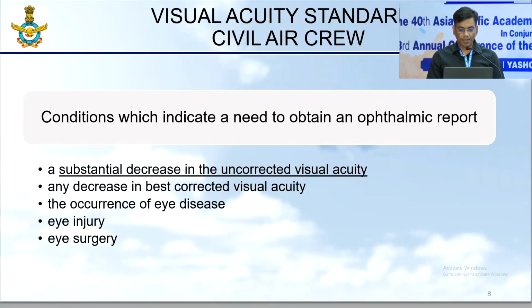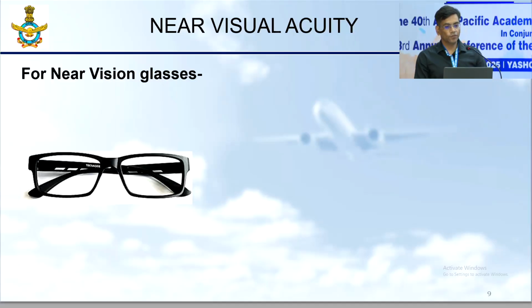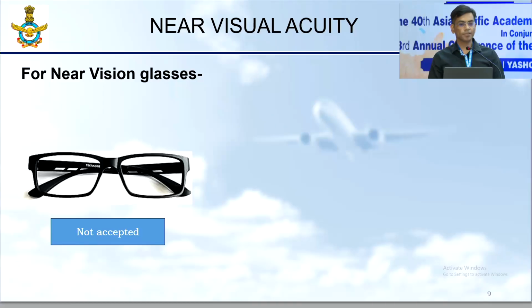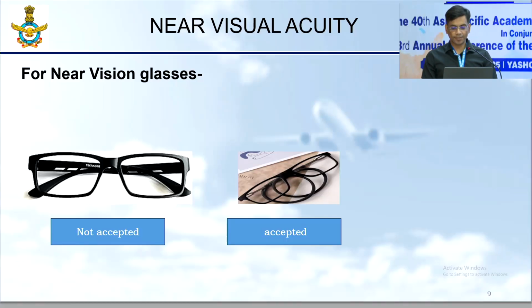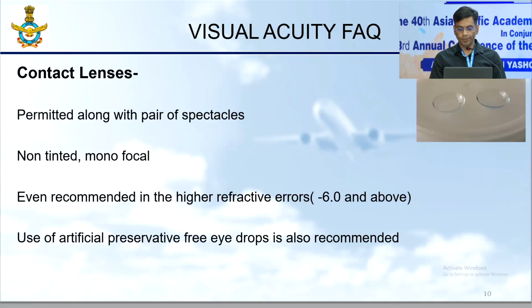Suppose candidates come for an ophthalmic report, the probable causes will be a substantial decrease in uncorrected visual acuity, any decrease in best corrected visual acuity, any eye disease, eye injury, or eye surgery. A frequently asked question is what near glasses we should wear. Glasses with a whole power are not accepted in aviation. Only look-over glasses are accepted, and separate glasses for distance and near vision are not accepted, as the frequent changes of glasses may hamper the aviation environment.